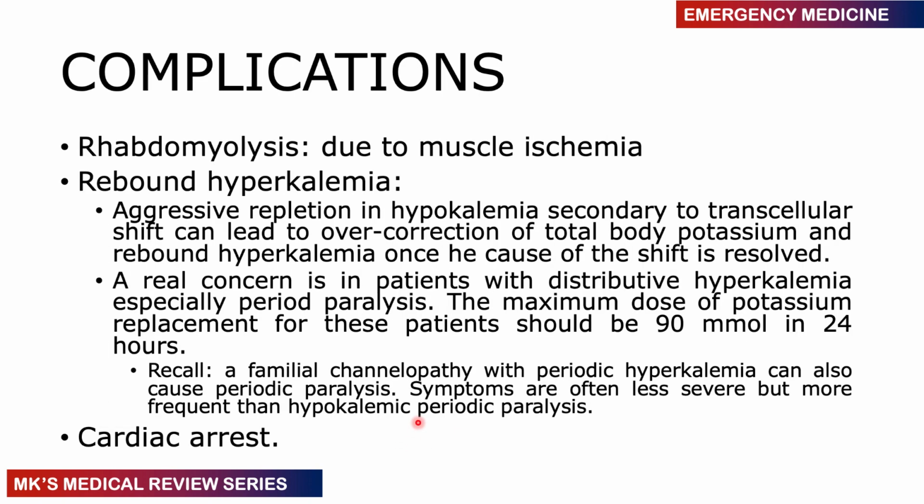Complications of this include rhabdomyolysis due to muscle ischemia, rebound hypokalemia. And remember, if you aggressively replace the potassium, especially in those that have hypokalemia that is secondary to transcellular shifts, then that potassium inside the cells can also shift back outside into the extracellular space, and this will cause rebound hypokalemia. Sometimes you may have some concerns with patients that have distributive hypokalemia, especially in periodic paralysis. So the maximum dose of potassium replacement in these patients should be about 90 millimoles in 24 hours.